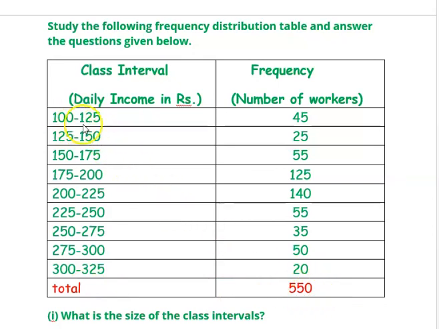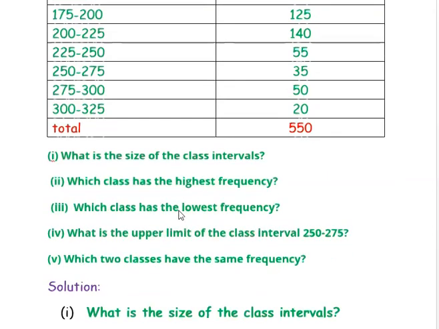Now, if you look into the class interval 100 to 125, we have 45 workers. In 125 to 150, 25 workers and so on. And the last is the 300 to 325 class interval, which represents daily income that ranges from 300 to 325. So, the wages earned by 20 workers are between 300 and 325. These are the few pieces of information that we gathered from the given frequency distribution table. Now, let's move on to the questions they have asked.